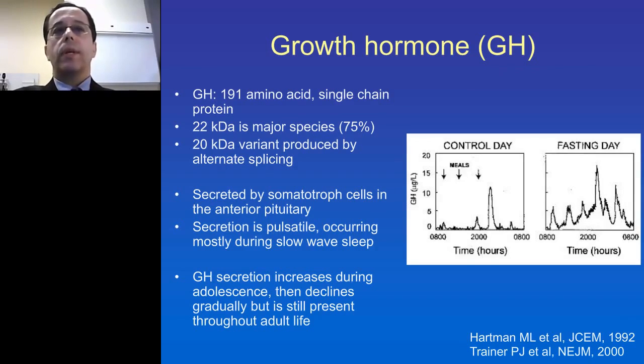Growth hormone is secreted by somatotroph cells in the anterior pituitary in a pulsatile manner, as you can see in the slide in the figure on the left panel. You can see that there's a limited number of growth hormone pulses through the day, mainly during slow wave sleep. Exercise also promotes growth hormone secretion. Fasting increases the amplitude and the frequency of the pulses, as you can see on the right panel of the slide.